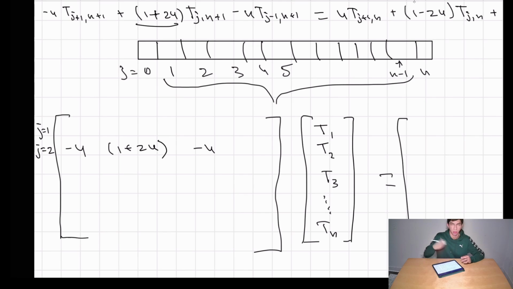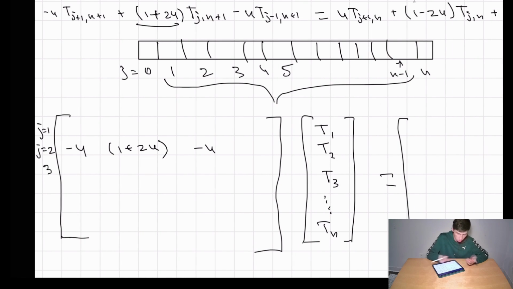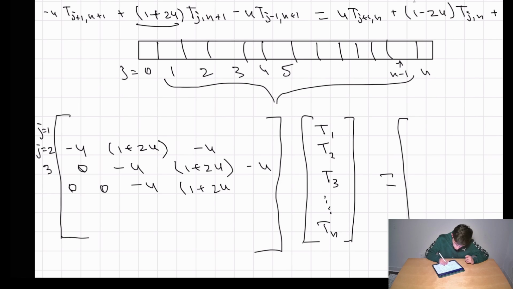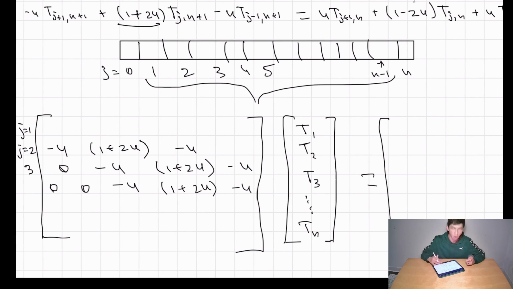Okay, so at a later j, when j is equal to 3, that's going to be the same, but we're moving one step to the right. So it's going to be 0, negative u, 1 plus 2u, and negative u. And at a later j, it's going to be 0, 0, negative u, 1 plus 2u, negative u. Okay, so the trend is going to continue, and we can notice the continuity as a diagonal, right? We're going to need that information to use in our code, okay?